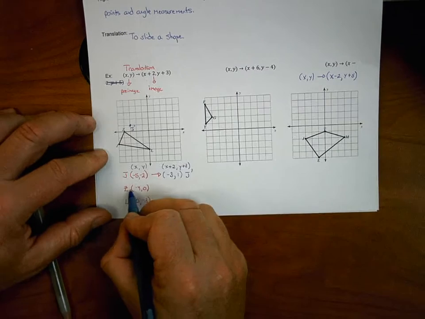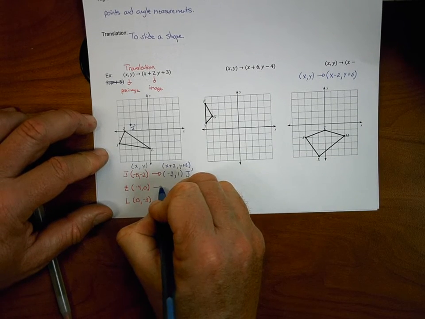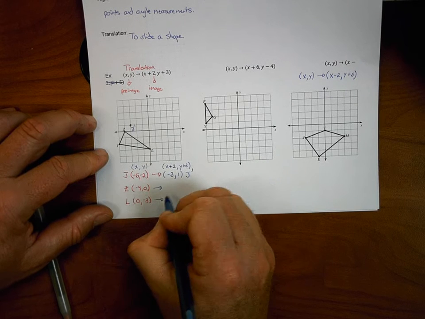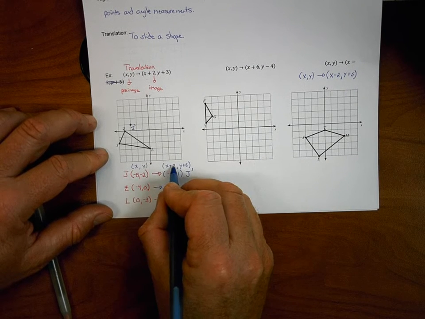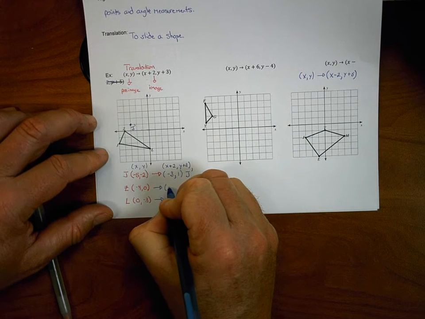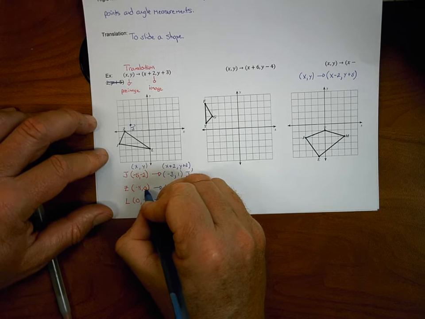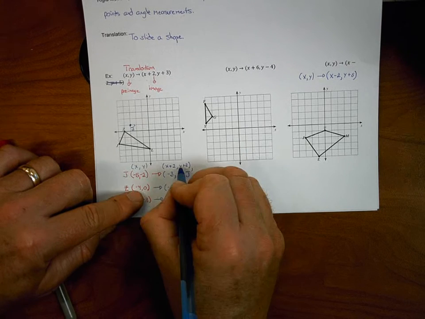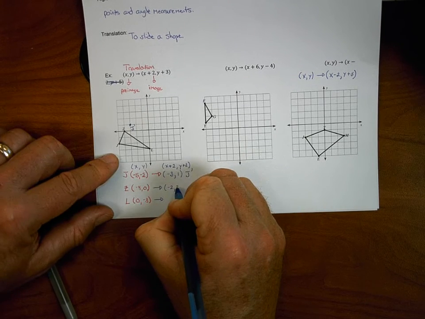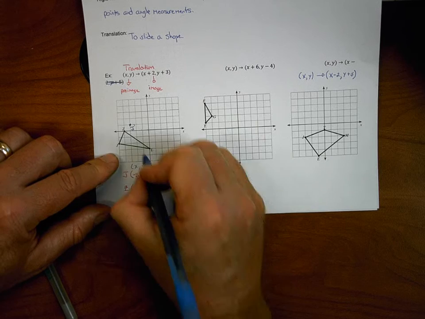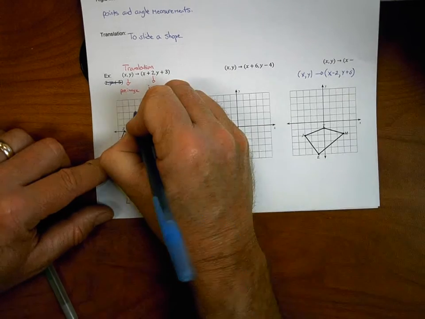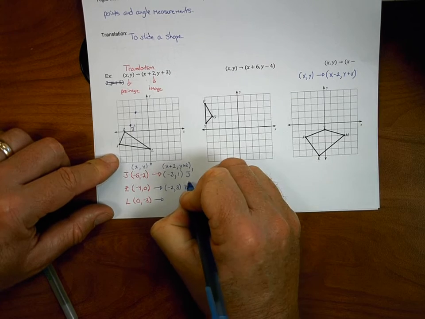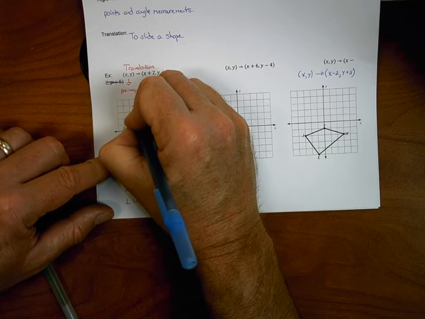Then we're going to do the same rule, the same mapping, for Z. So we're going to take the negative 4, the x value, and add 2 to it. Negative 4 plus 2 is negative 2. Then we're going to do the y value, which for Z is 0, and add 3 to it. So you could see that Z is going to become negative 2, positive 3. We would call that Z prime. Once again, that little symbol means Z prime.